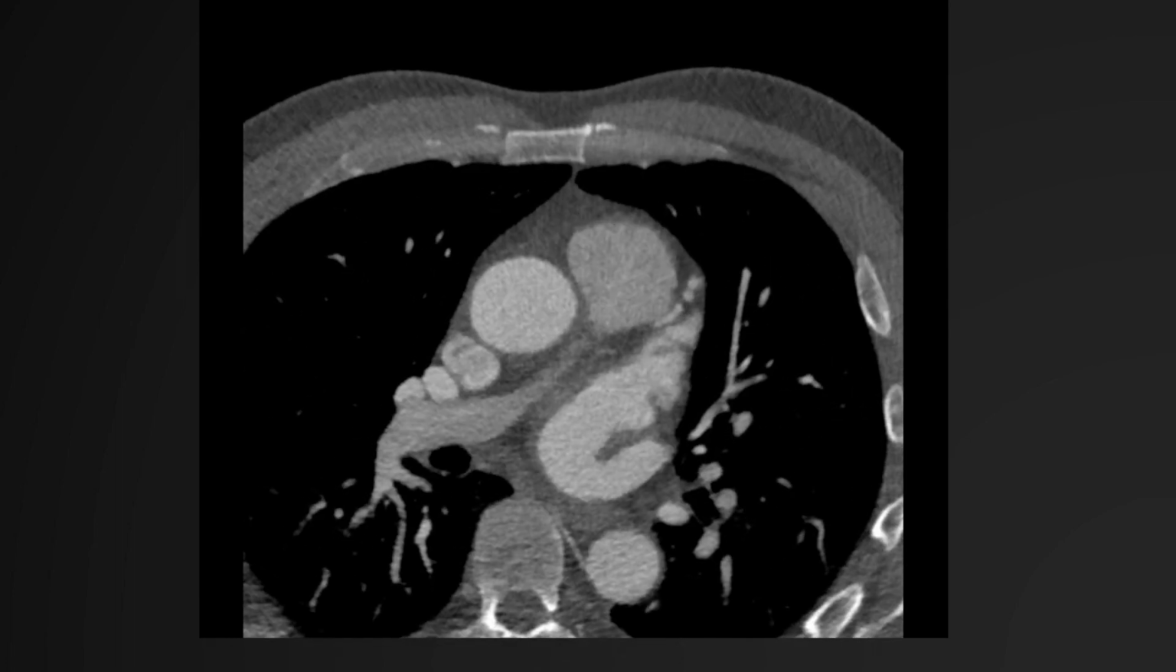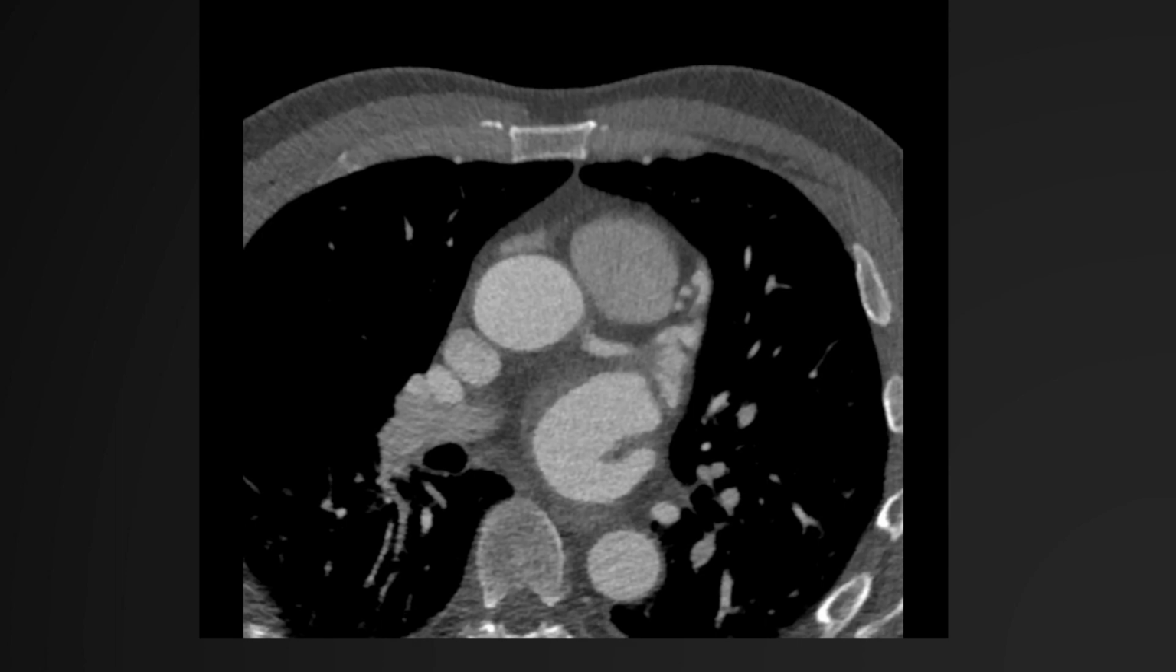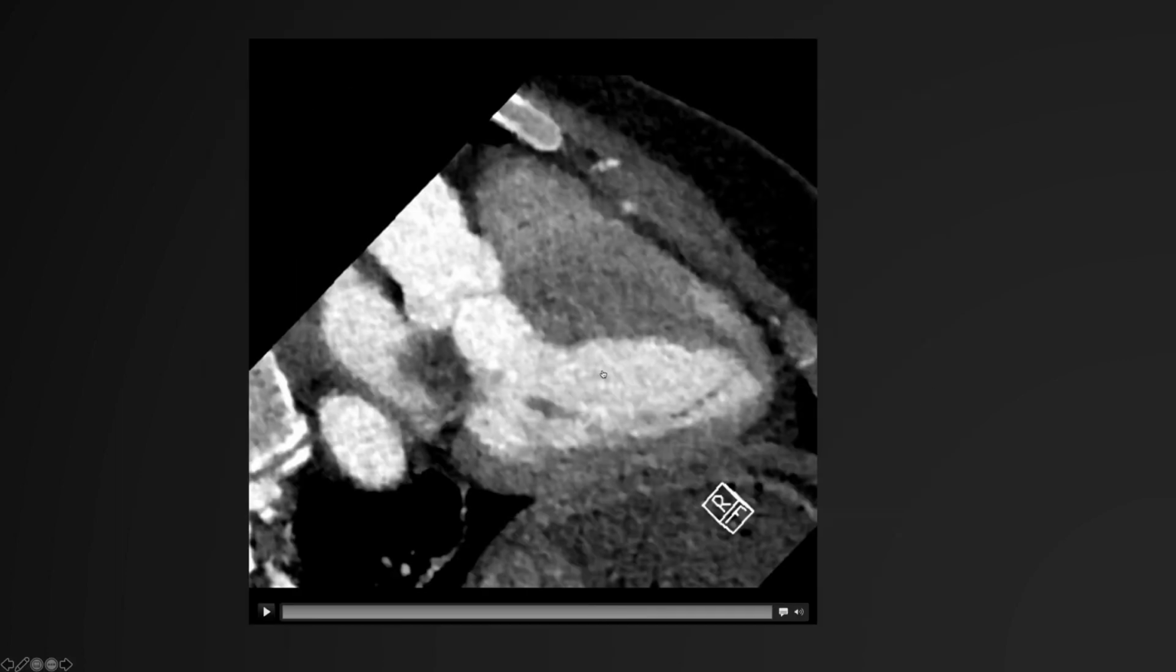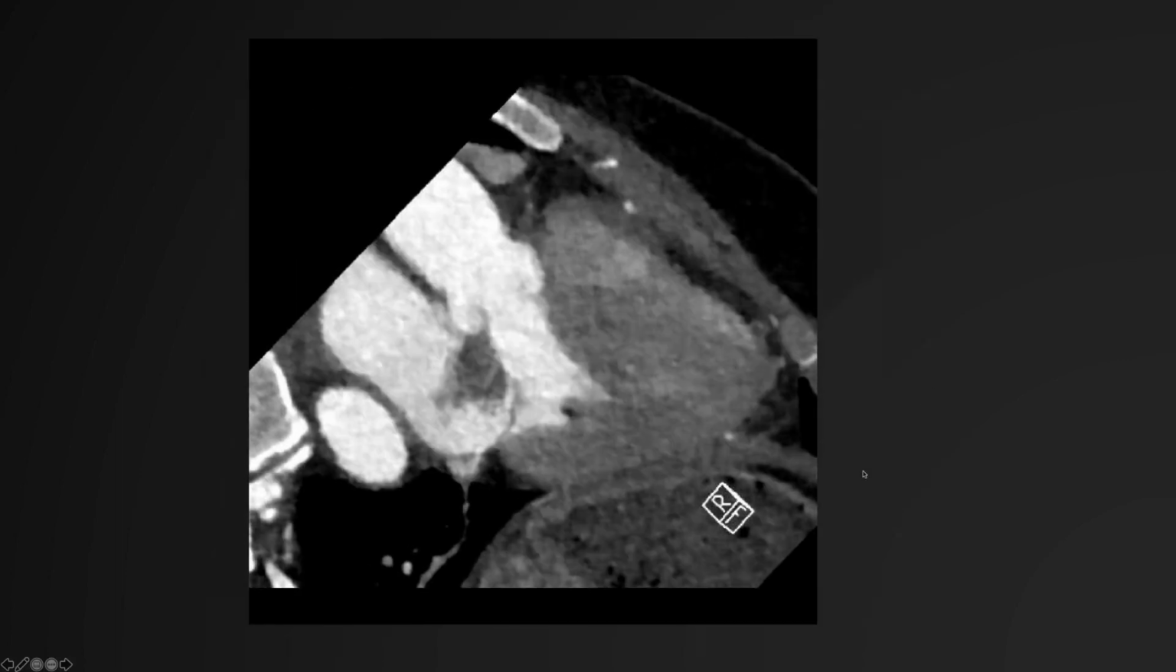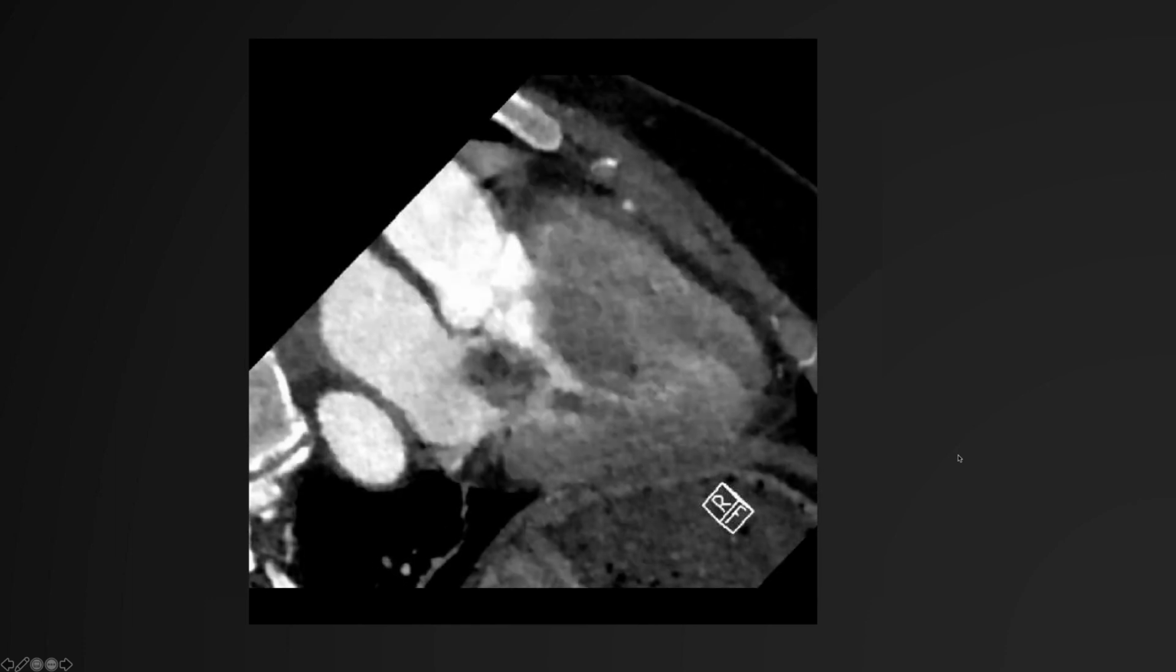Any thoughts? Anyone? I can give you the differential, which you already know.